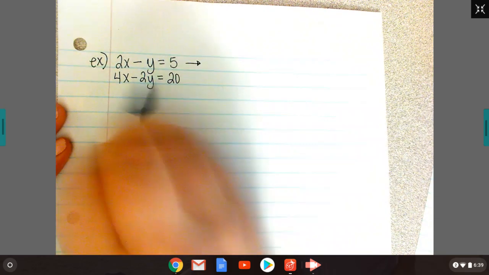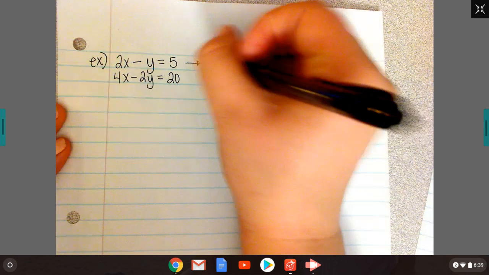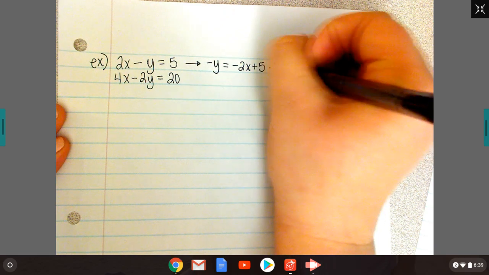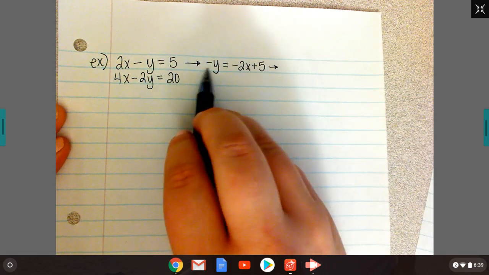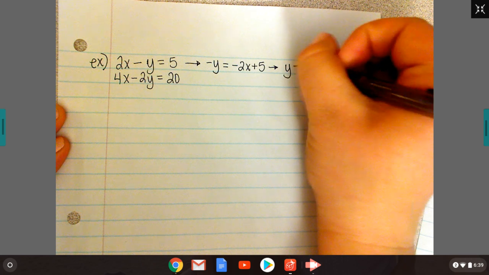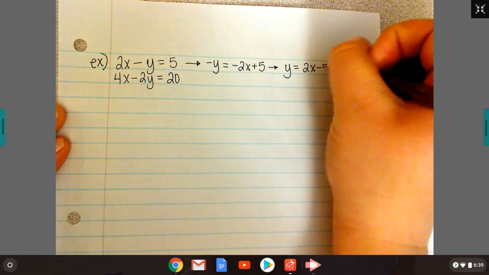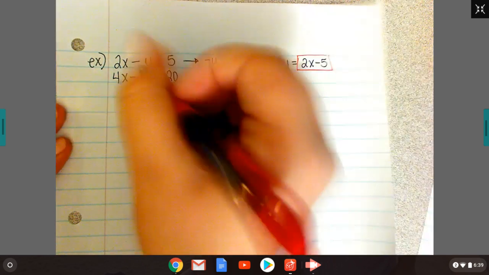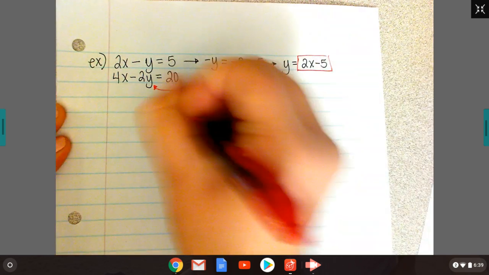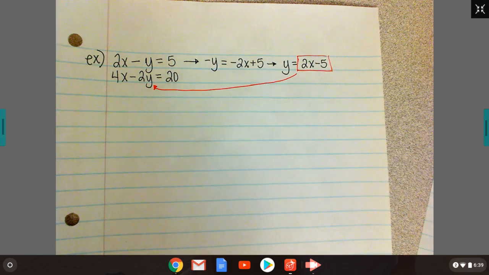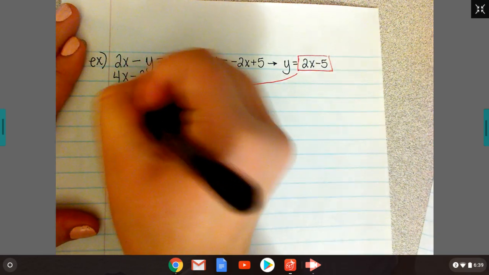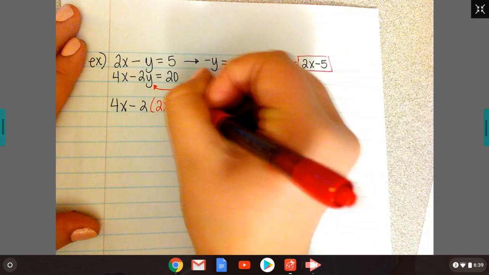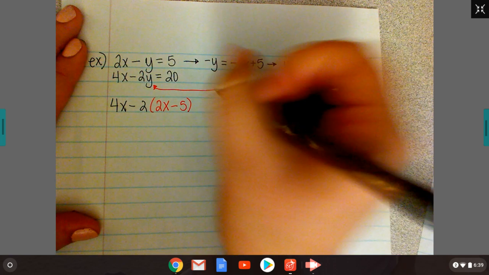So our first thing we would have done is moved our 2x to the other side by subtracting. I'd have negative y equals negative 2x plus 5. And then I would have got rid of that negative by multiplying everything by negative 1. So I've got y equals 2x minus 5. So I've got this equation solved for y now, and I can plug it into that spot. So let's go ahead and do that. I've got 4x minus 2 times the quantity 2x minus 5 equals 20.